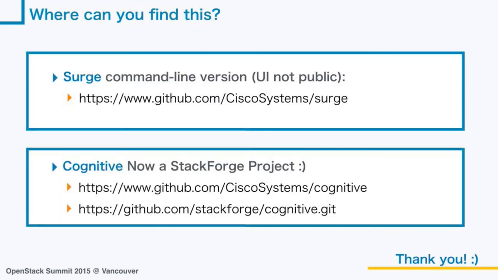As a final note, these 2 projects are now public, so you can find, download, and also contribute to these 2 projects. Surge is under the Cisco Systems GitHub repositories, and Cognitive has 2 repositories: one under Cisco Systems, and second under StackForge GitHub repositories. Any contribution is very appreciated.